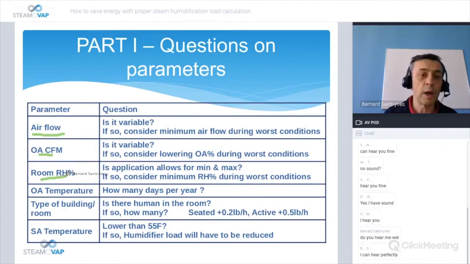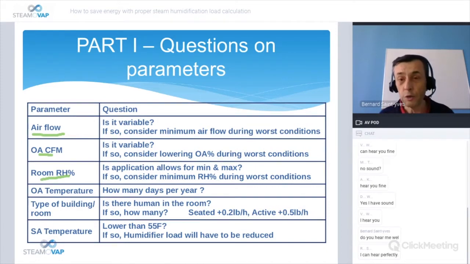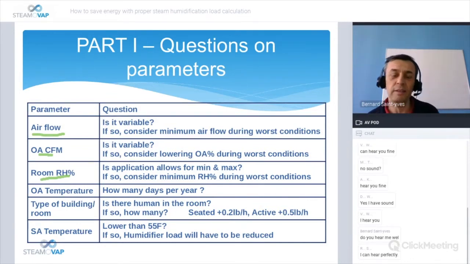What about the room RH humidity? If the application is allowing you to have a window, minimum and maximum allowed, during the worst scenario, which is the heating mode, so the coldest day of the year, you should have the minimal relative humidity, and then you will know that you will be able to fulfill any other relative humidity inside the room or inside the space for all the other days of the year, because the other air parameters will help you to meet the demand.